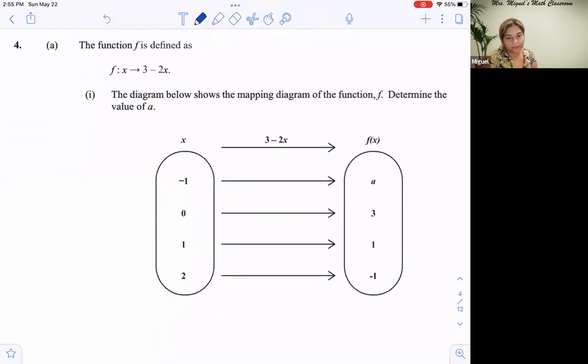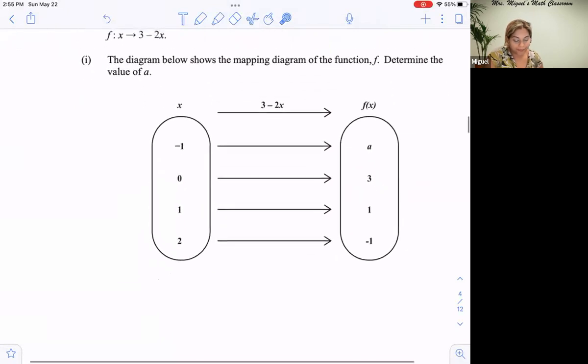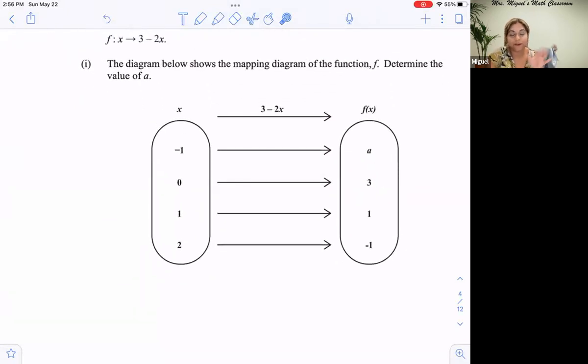The function f is defined as f of x is 3 minus 2x. The diagram below shows a mapping diagram of the function f. Determine the value of a. So they already gave you values for 0, 1, and 2. You have to find a. So this is another way of asking you to find the function value by giving you a mapping diagram and asking you to find the value of f of x when x is 1.